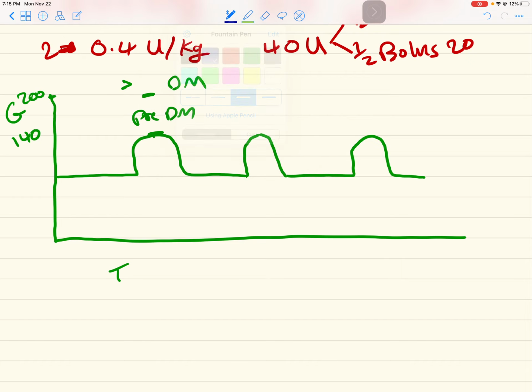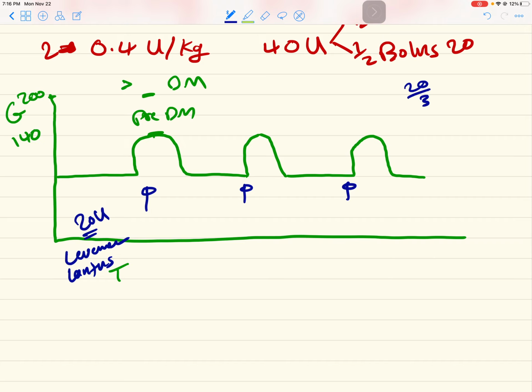So for these people, having that said, let's say you give them 20 units in the morning. Let's say it's Levemir, or Lantus, any of the long-acting. And then basal boluses, usually you give them before the meal. Let's say 20 divided by 3 meals, and you give them 7 units here, 7 units here, and 7 units here. Okay, so here's the problem.